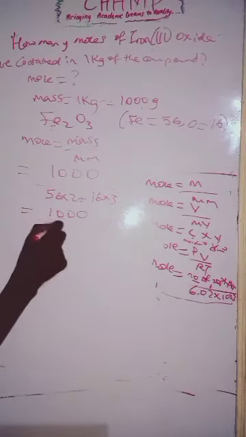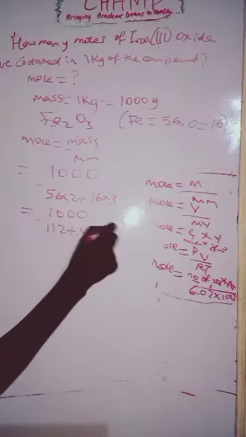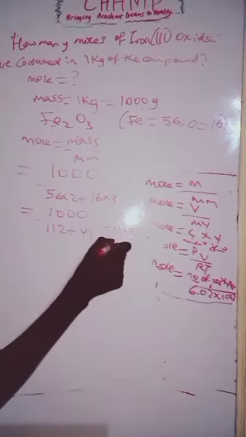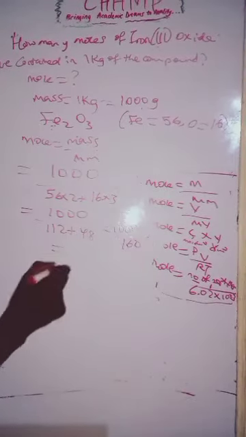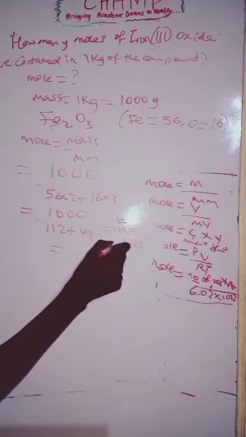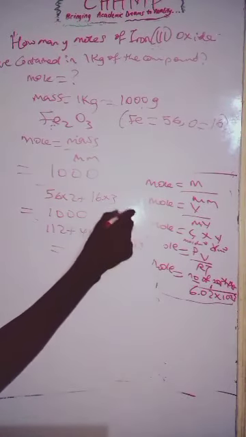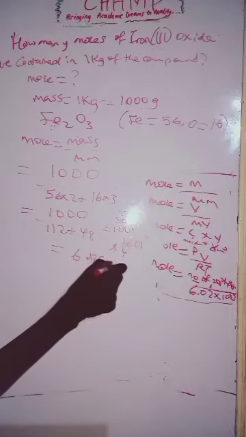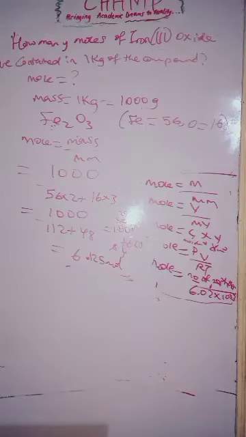1000 over 112 plus 48. 1000 over 160. So this is 50 over 8, 25 over 4. That's 6.125 mole. So that's just about that. So yes, let me give you one to try out like this. But before then, just go through it again.